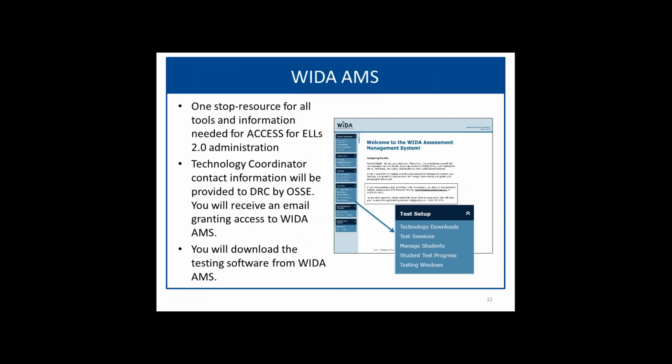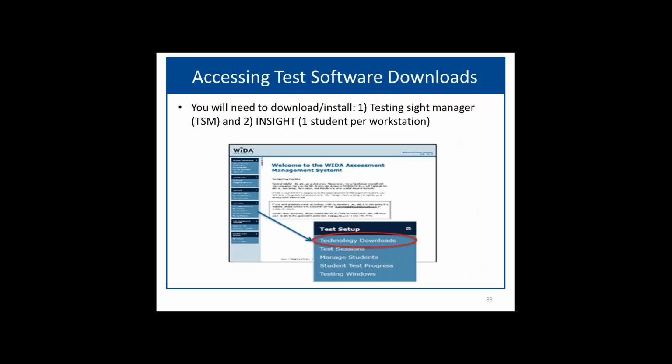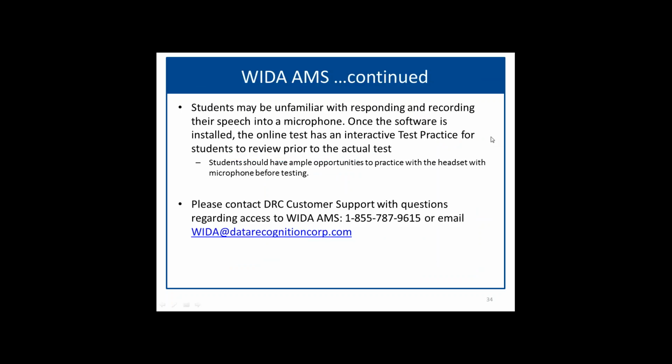The technology coordinator contact information will be provided to DRC by OSSE, and once we have that information from you, you'll receive an email granting you access to the WIDA AMS. You'll need to download the testing software from the WIDA AMS under Test Setup and then Technology Downloads. There are two pieces that you need to download. The first is the Testing Site Manager, the TSM, and the second is Insight, one student per workstation.